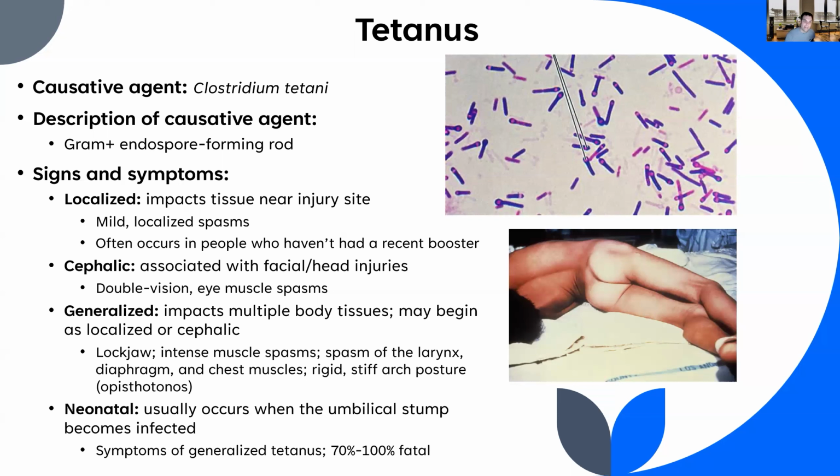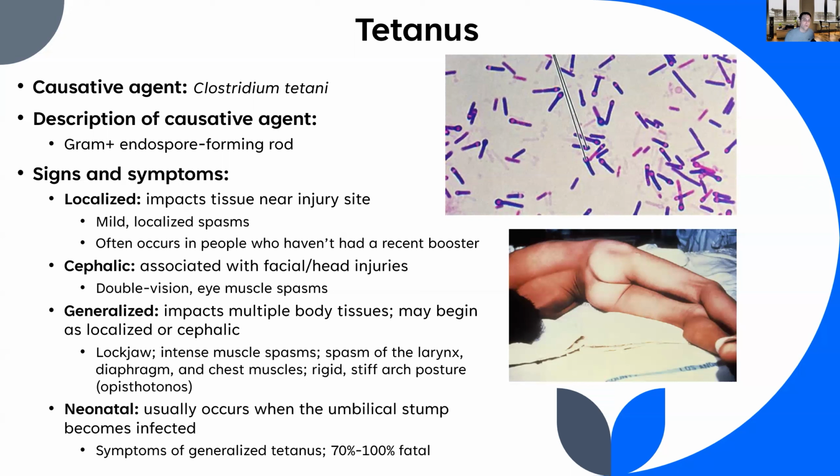There's something called cephalic tetanus. This is usually associated with injuries to the face or the head. So maybe you scrape yourself on a nail or something metallic like that. What you might notice is double vision and eye muscle spasms, and this is because it's damaging the nerves that innervate the eye, and it's going to cause all kinds of symptoms associated with that.